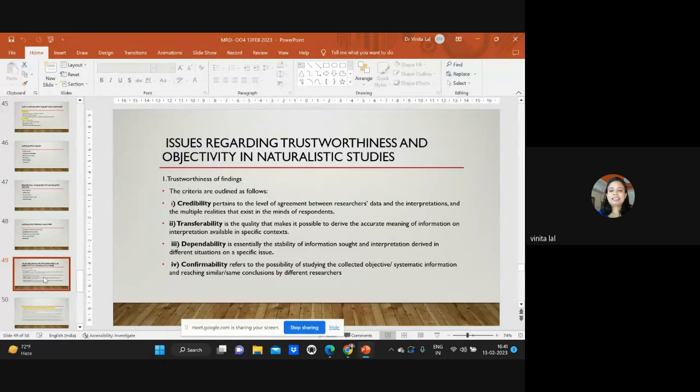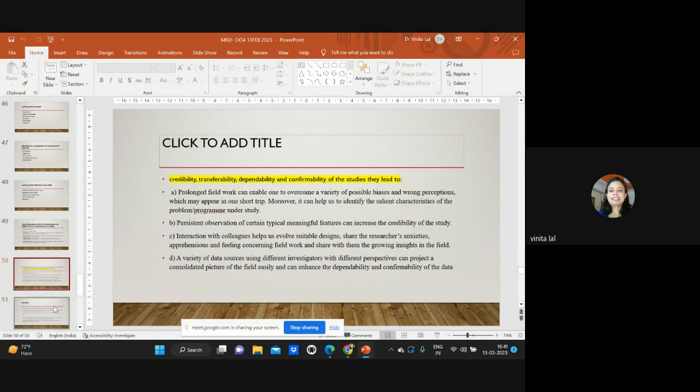Dependability is the third perspective of trustworthiness. It is offered by Lincoln and Guba, and we use it in qualitative research. And confirmability also refers to the study collecting objective, systematic information and reaching the same conclusion by different researchers. These are the points for credibility, transferability, dependability, and confirmability.